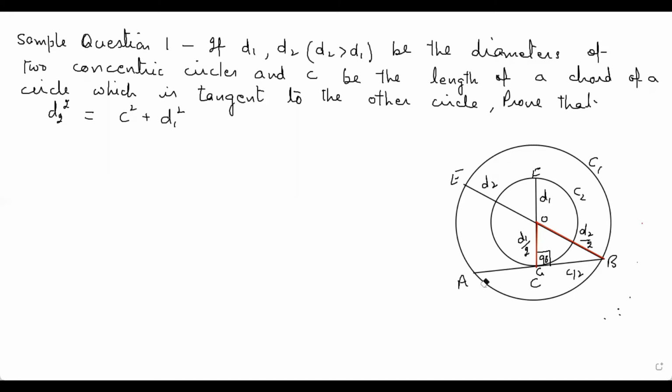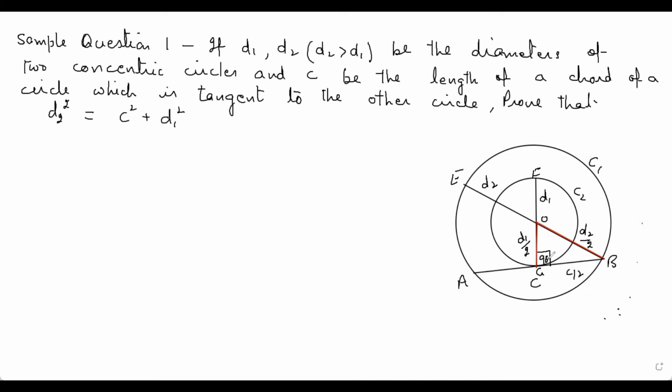Now I have C1 and C2, two concentric circles. They have the same center O. Now EB is the diameter of the bigger circle C1. FG is the diameter of the smaller circle C2. And AB is a chord of the bigger circle which is tangent to the smaller circle. Length of AB is given equal to C. If length of EB is equal to D2, then the radius OB is equal to D2 by 2. Similarly, if length of diameter FG is equal to D1, then OG is the radius. This is equal to D1 by 2.